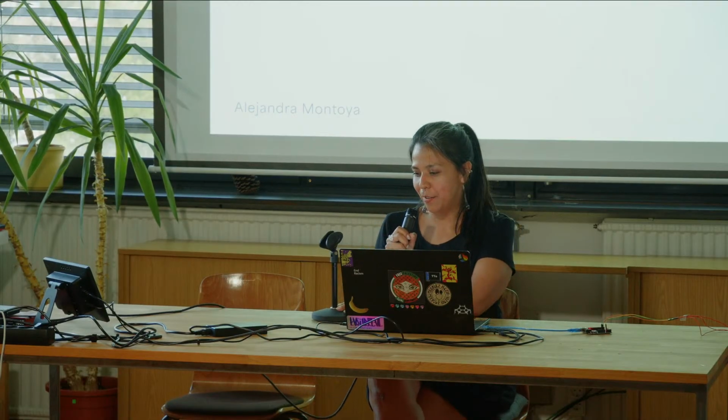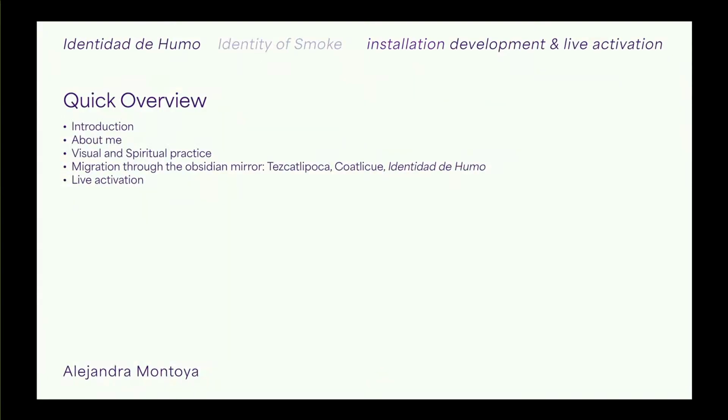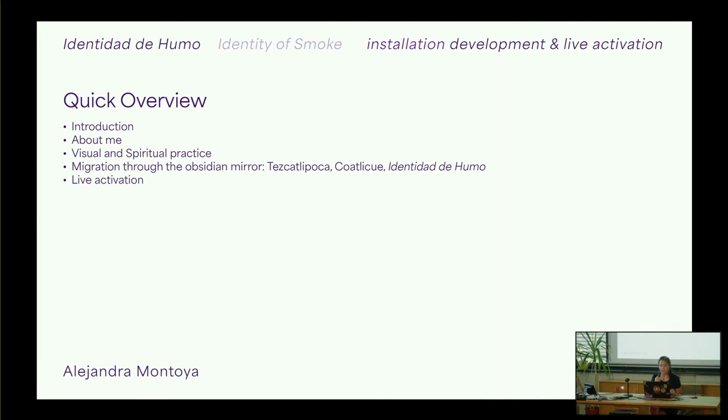I'm gonna give a quick overview of what I'm gonna do tonight. First of all, I wanna give a short introduction, then I will talk a little bit about me and about my artistic practice that I decided to call visual and spiritual. And then I will go deeper into the installation that I will be sharing tonight. For this chapter, I called it Migration Through the Obsidian Mirror, Tezcatlipoca, Coatlicue, Identidad de Humo. Identidad de Humo is the name of the installation, Identity of Smoke in English. And then to finalize, I will do the live activation of the installation.